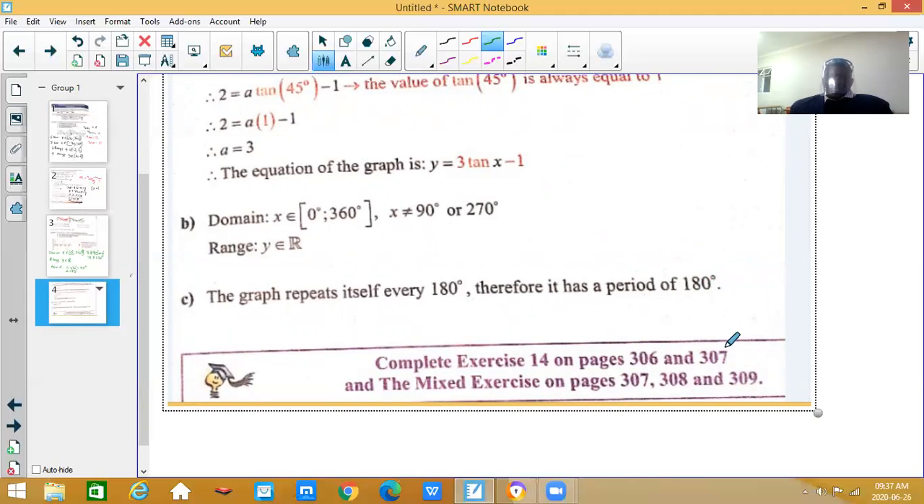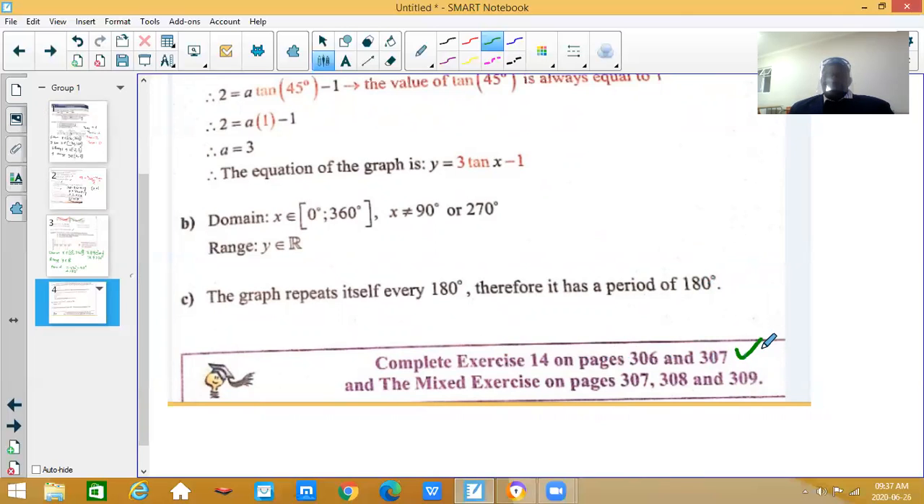Please ask. Now, I would want you to attempt to complete exercise 14 on page 306. Try it, work on it, and mix the exercises on page 307, all of them, because you are working on this over the weekend. If you get answers that are different from the ones given there, please ask, and I will clarify. Have a good day.